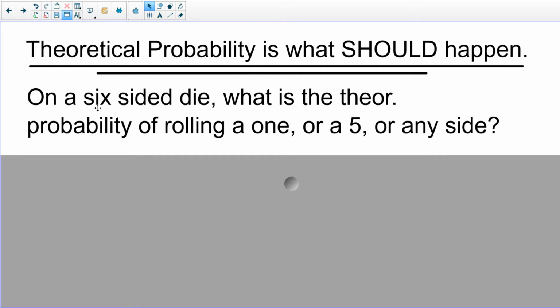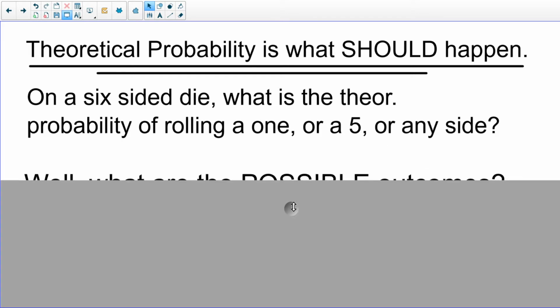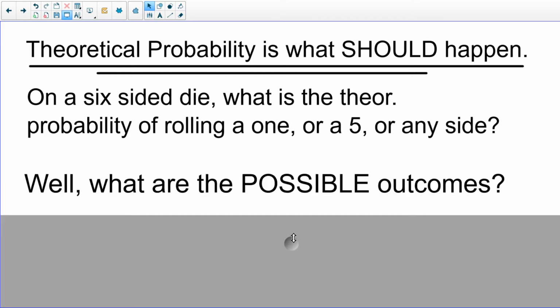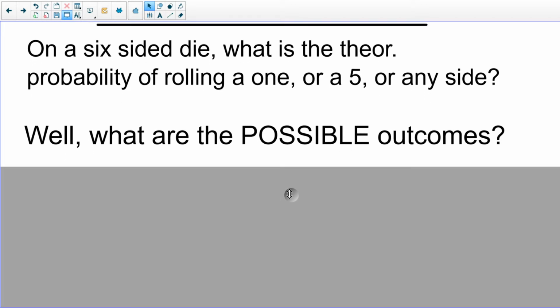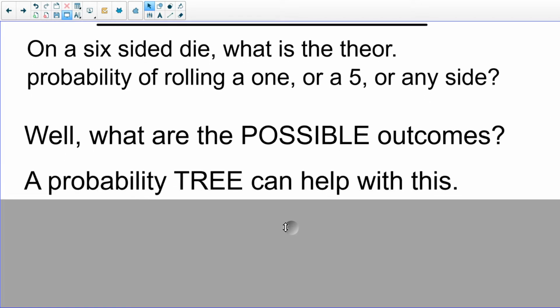So my example here is on a 6-sided die. What is the theoretical probability of rolling a 1 or a 5 or any other side? Well, what are the possible outcomes? So in order to help us visualize what the possible outcomes are, and I'm sure some of you may already know, we use a probability tree to do that.